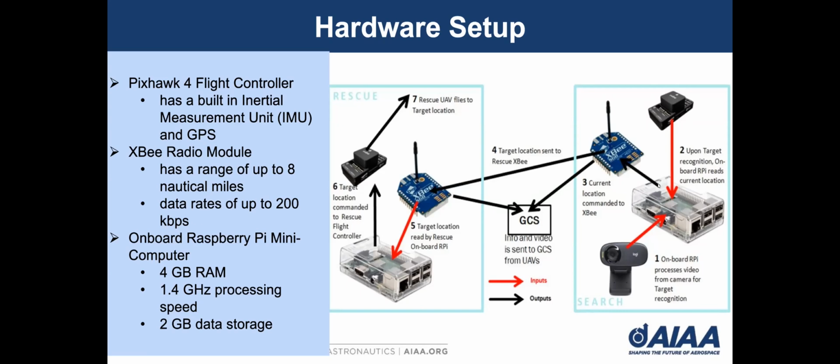And then we have the onboard Raspberry Pi mini computer with 4 GB RAM, 1.4 GHz processing speed, and 2 GB data storage. For the search or detection drone, we have the IR camera on board, and for the rescue drone, we have a payload mechanism for the suppression.